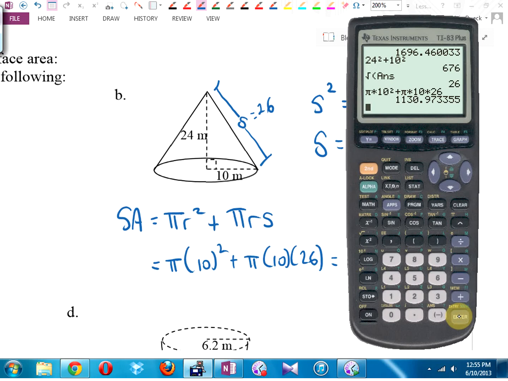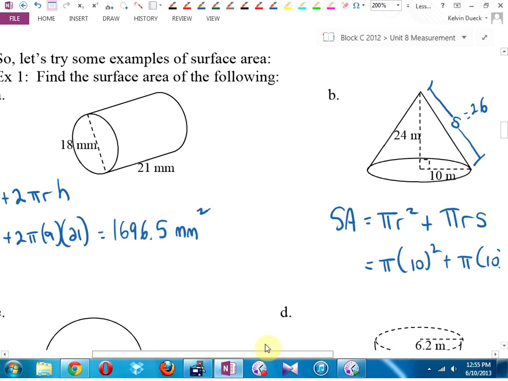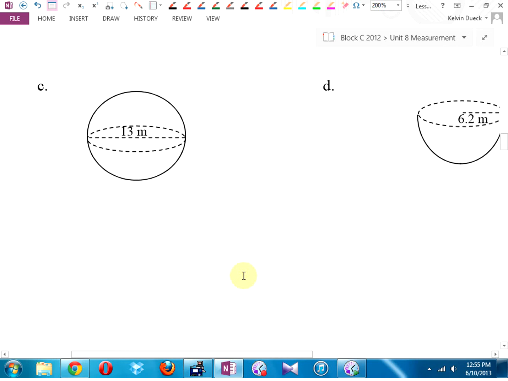I get 1131 meters squared. Square meters. Pick it up, please. Put it away. Is that all right? I know I've been talking a lot. Stay with me.